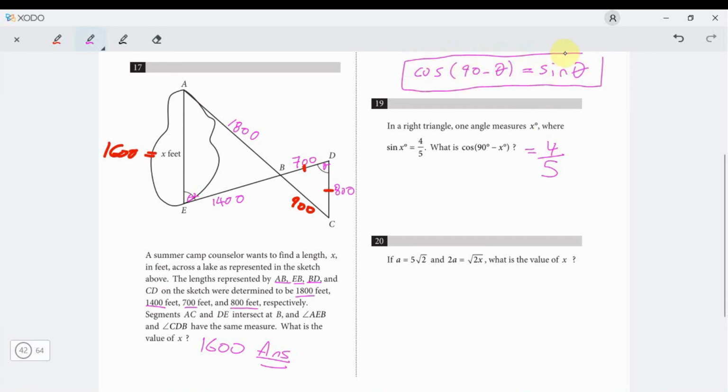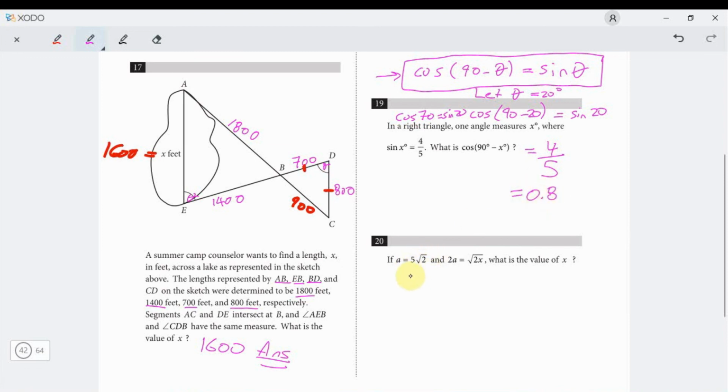Alright, so give theta an angle. Maybe let theta equal 20 degrees. I am telling you that the cos of 90 minus 20 is equal to the sine of 20. Put it in a calculator. Put in cos 70 and I guarantee it will give you the same as sine 20. This is a rule that we should know. So that's why the answer is 4 over 5 or 0.8.